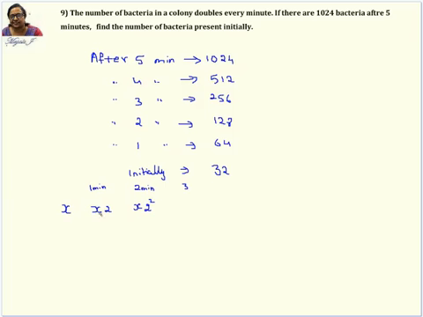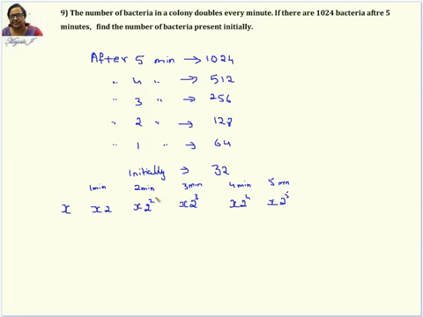If this is A, this is R. And then next is going to be x into 2 cube. Is that correct? Okay, 2 cube. Right. And then the 4th minute, x into 2 power 4. And the 5th minute, x into 2 power 5.